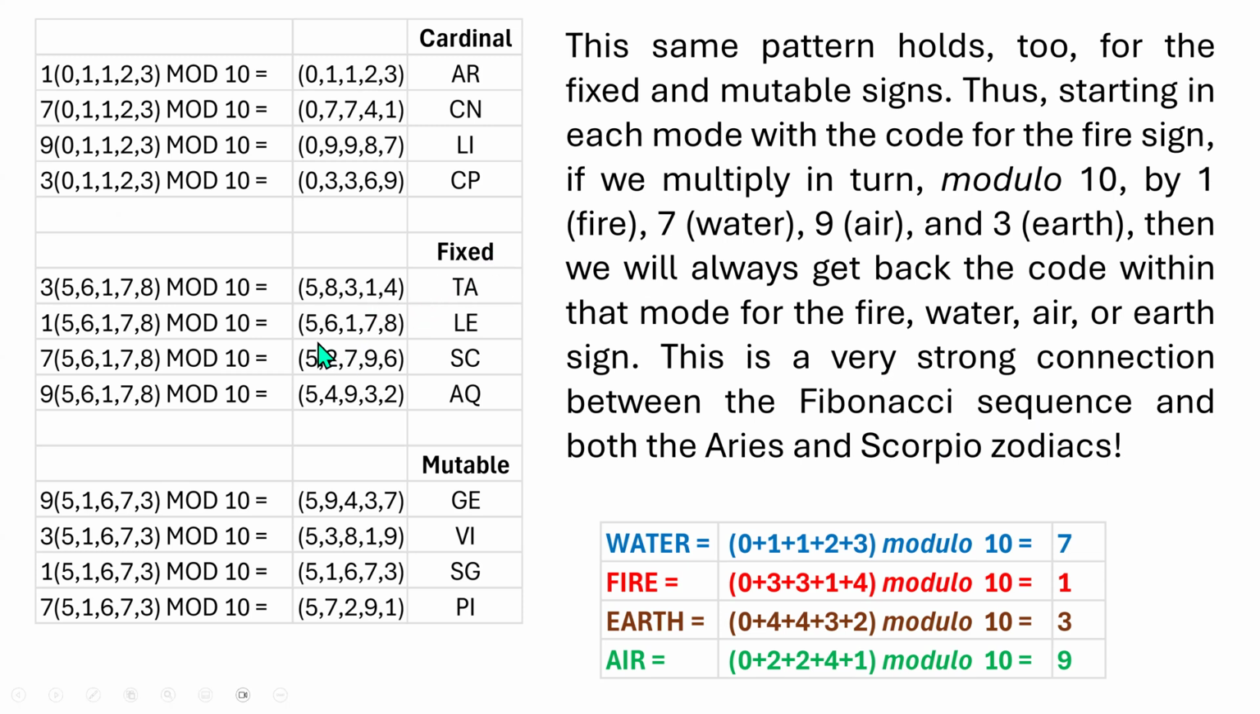If I take fixed, I start with the code for fire. If you multiply that fire code by 1, the number for fire, you get back the same thing. But if you multiply the fire code by 3, 3 is the number for earth, you get back the code for fixed earth, which is Taurus. And likewise with mutable signs. You take the code for that mutable fire, which is the code for Sagittarius, multiply it by 9 for air, and you get back the code for mutable air, which is Gemini. And this is a very strong connection between the Fibonacci sequence and both the Aries zodiac and the Scorpio zodiac. And it's really just extraordinary.